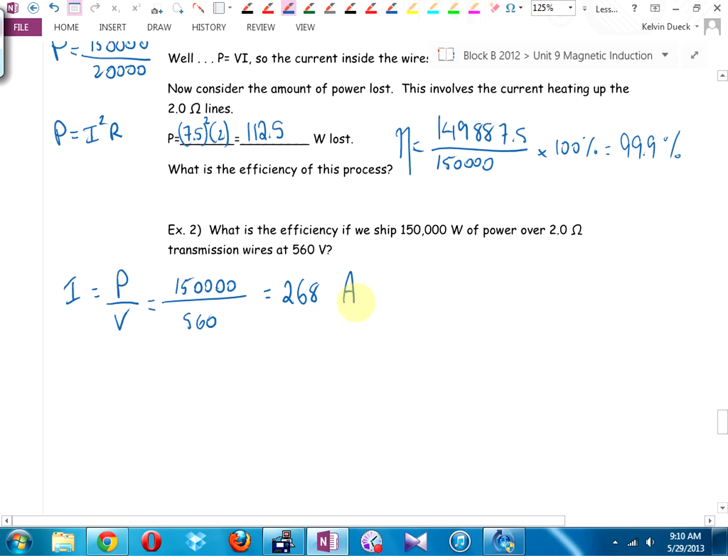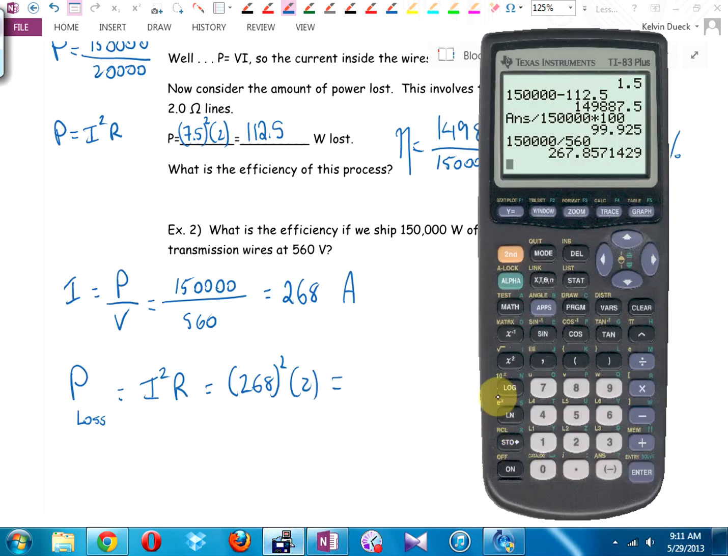How much power will I lose then? Well, the power loss is going to be I squared R. It's going to be 268 squared times 2. And I get a power loss of 14,395.